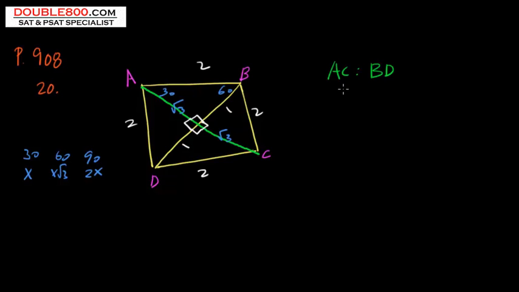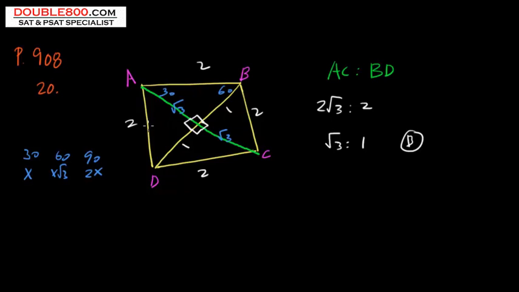Now, let's look at the length. We have concrete values for AC and BD. So AC, each one of these is root 3, so AC is 2 root 3, and BD, we picked 2, and now we divide each side by 2, and we end up with root 3 to 1. And the answer here is B. Isn't that a much better way of doing it?